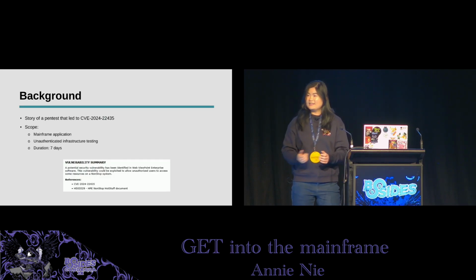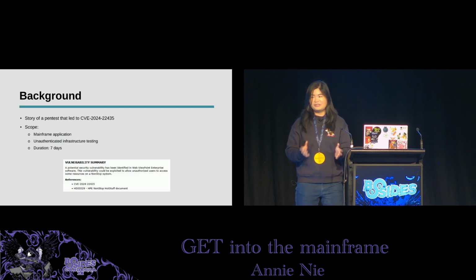So the scope behind this test was a mainframe application and also an unauthenticated infrastructure test, which is kind of like an assumed breach, where the attacker will have access to the corporate network, but no credentials to the infrastructure. And this was all scoped for 7 days, which, as it turns out, is a great length of time to learn more about mainframes.